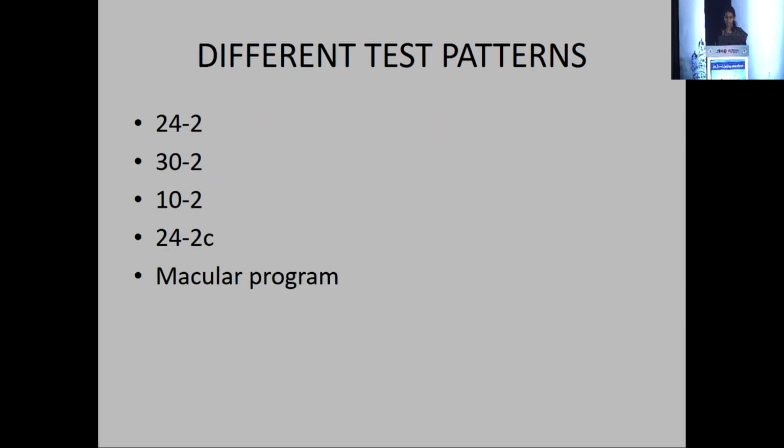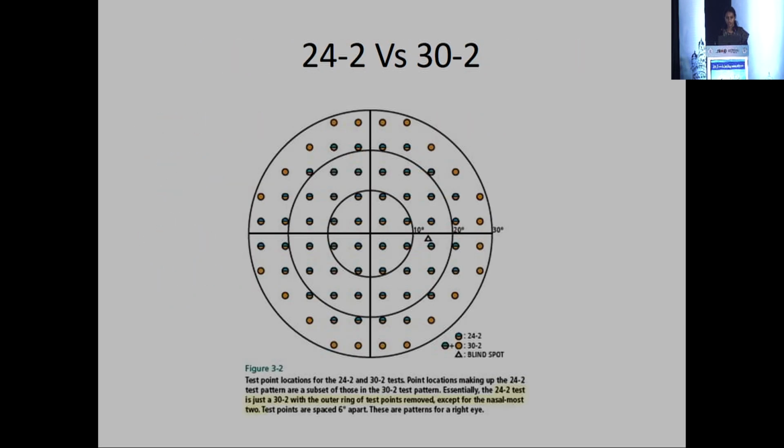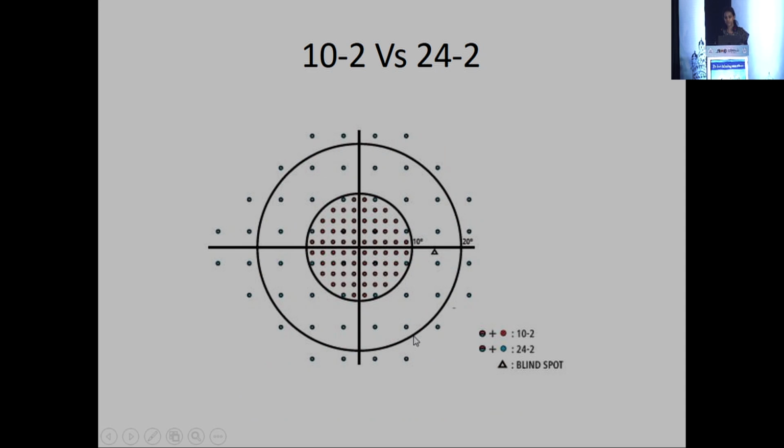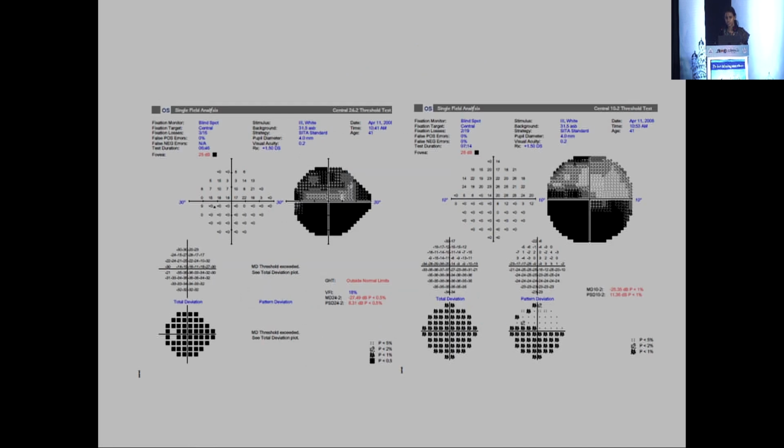These are the various test patterns available for testing. 24-2 is commonly used for glaucoma and 30-2 for neurological lesion, as we all know. 24-2 is just a 30-2 with this outer set of orange colored dots you see here removed. And 10-2 is concentrated on the central 10 degree of fields. Each test point is only 2 degrees apart. 10-2 is usually done in advanced field defect like this, which you see here in end-stage glaucomas.